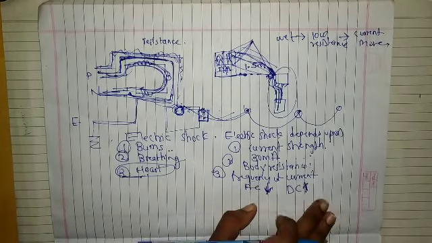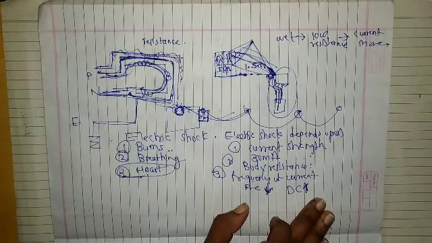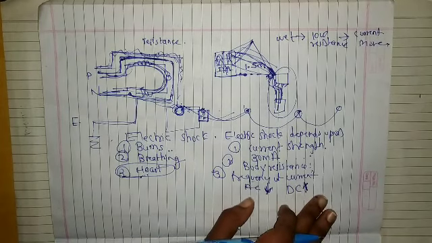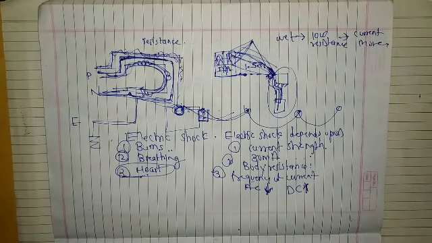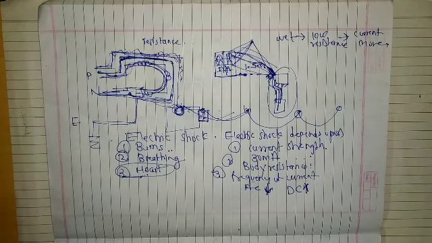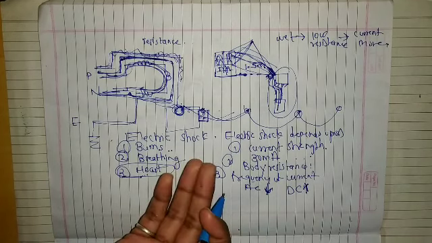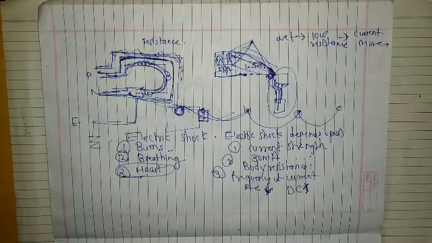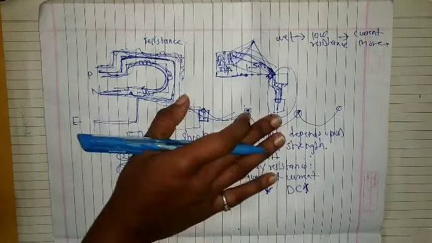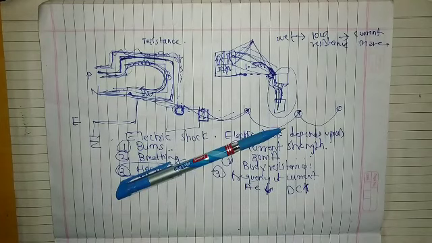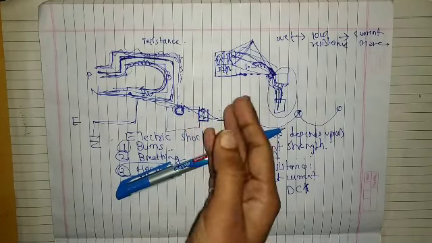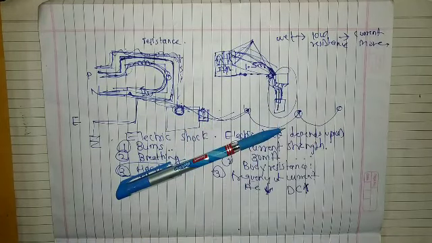The seriousness of electric shock depends upon the path of current through the body. So it depends upon the path of current flowing in the human body. If it damages the heart, then there is no chance of that human to live, right? So this is about electric shock.